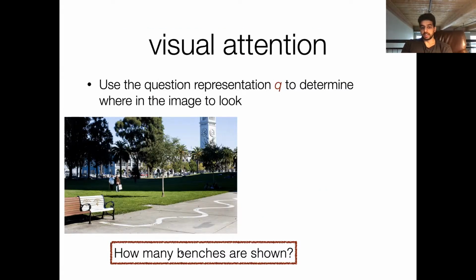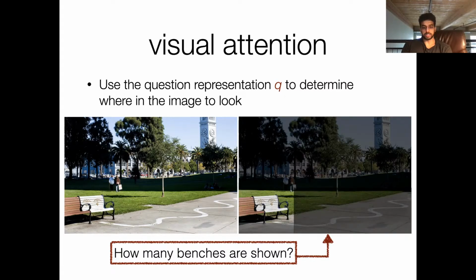Imagine I have this picture, and I have the question, how many benches are shown? So I can get a representation for this question, say from BERT, so I get a single vector for the question. And I might want to use that vector to filter out different parts of the image, right? A large majority of this image is irrelevant for answering this question. Anything without a bench in it is irrelevant. So it would be really nice if I could just focus on the part of the image that had benches in it, because then it would presumably be easier for my classifier to answer this question.